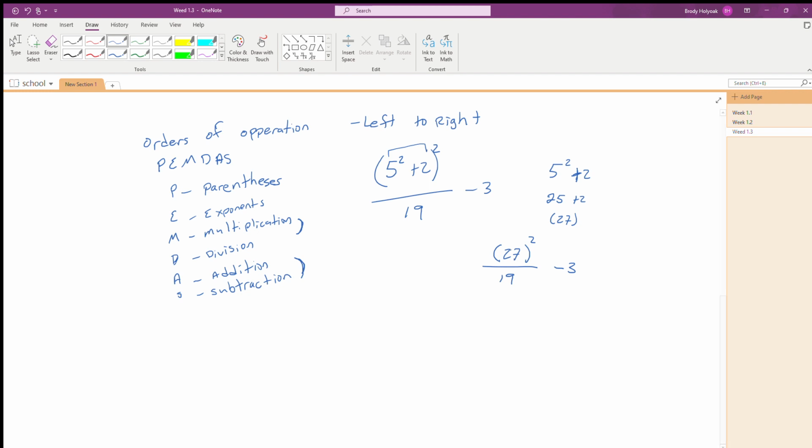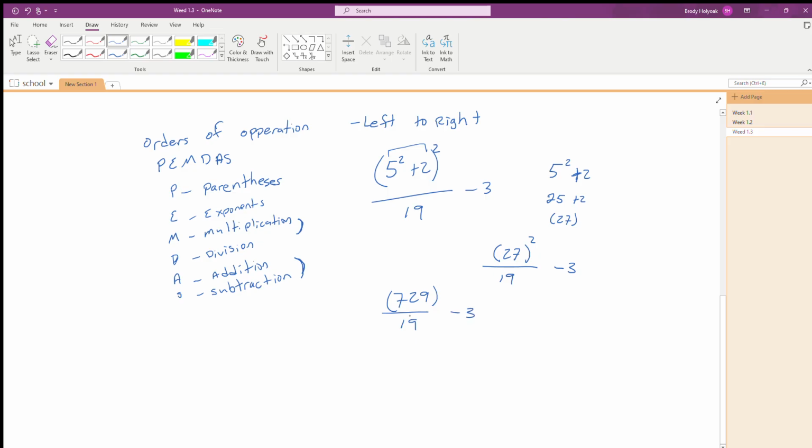Now, the next step is we have to take that 27 and square it. So when we pull out our calculators and work on that, we're going to have 27 squared is going to give us 729 over my 19 minus 3.